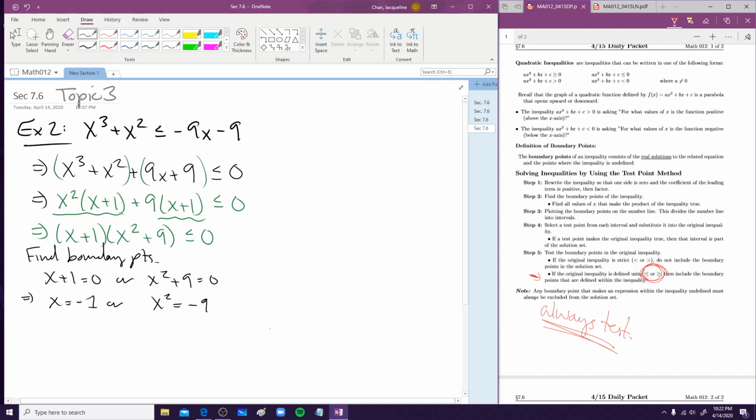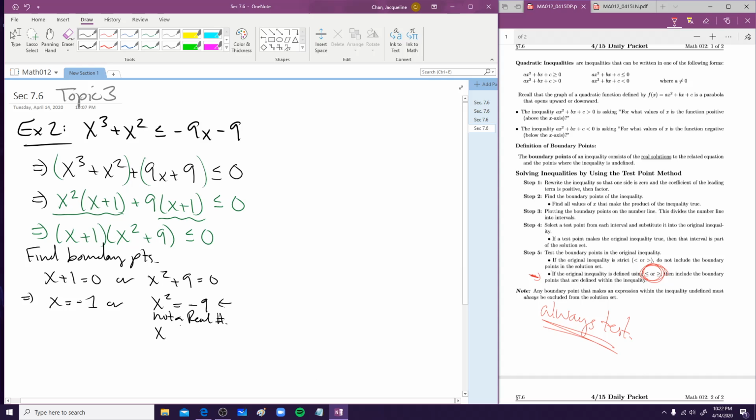But if you notice, right here, if you recognize that when you square a number, you never get a negative number, right there you can just tell it's not a boundary, or not a real number. If not, you can go ahead and solve it.